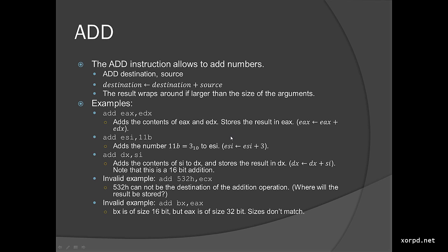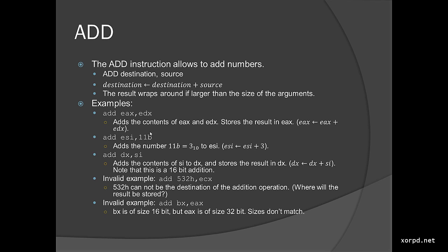Another example. Add DX, SI. This adds the contents of SI to DX and stores the result in DX. Note that this is a 16-bit addition. Contrary to the previous ones, this one is a 32-bit addition, and the next one was also a 32-bit addition. This is a 16-bit addition. So the wraparound is going to be in 16 bits.